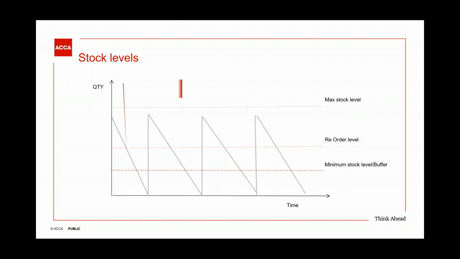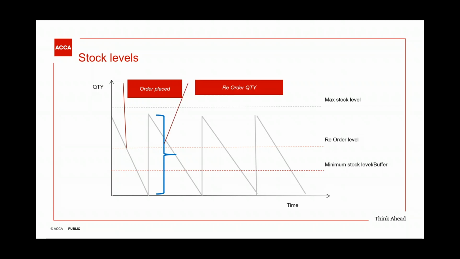When your stock level is fluctuating, at the point of reorder level, you place a new order, and hopefully that's your reorder quantity. So the reorder quantity can be the EOQ or something else.